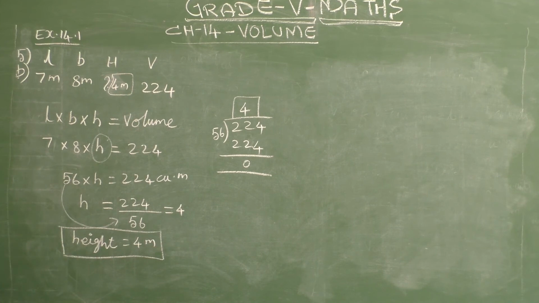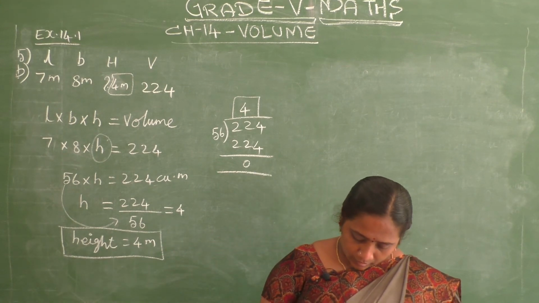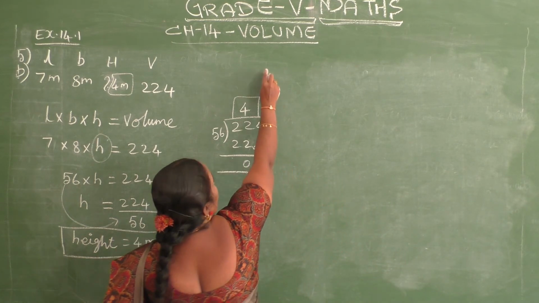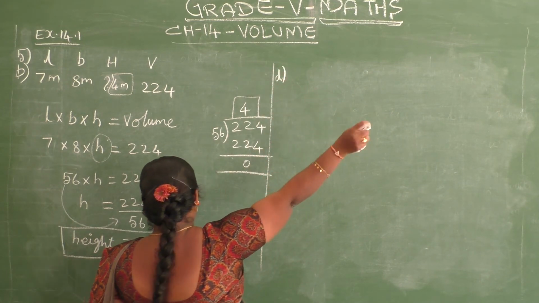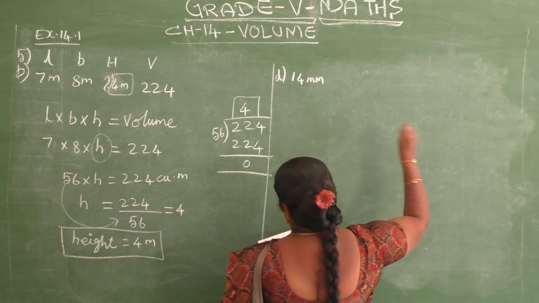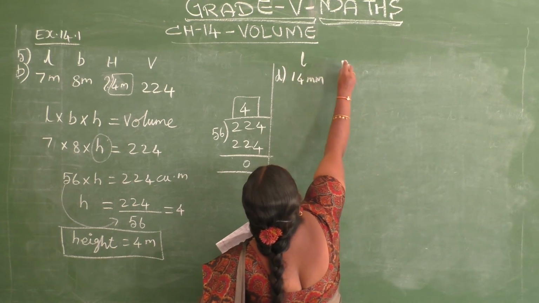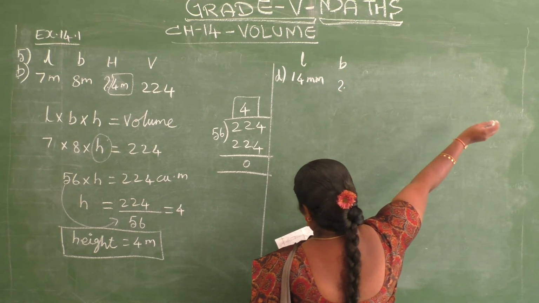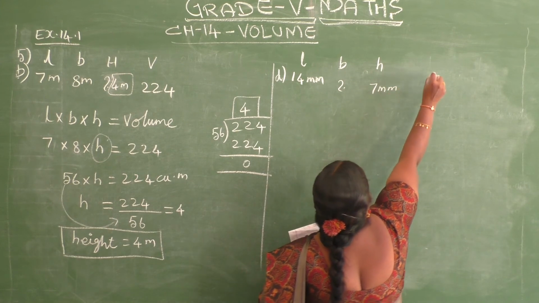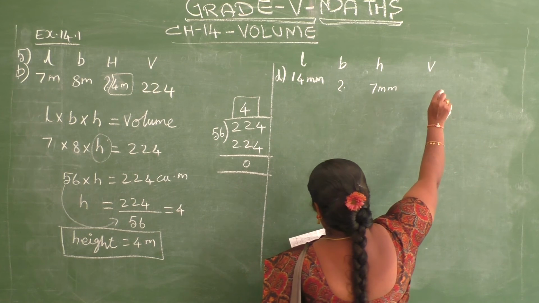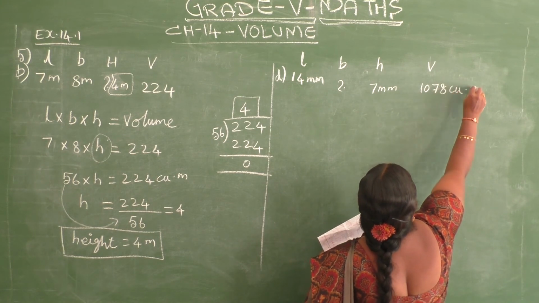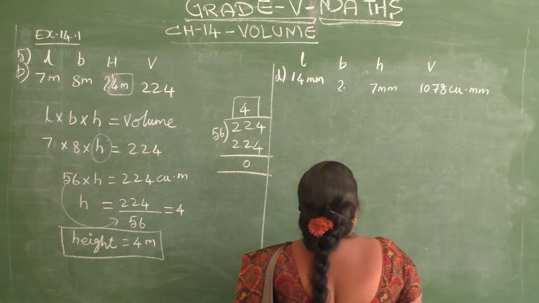Okay? Then likewise another sum, D1. In D1 they missed the breadth. See the D sum. Length they gave 14 millimeter. They gave the measurements in millimeter. 14 millimeter. They missed the breadth. This is the length. Breadth they didn't give. We are only going to find out the breadth. Then the height is 7 millimeter. And they gave the volume also. The volume is 1078 cubic millimeter.